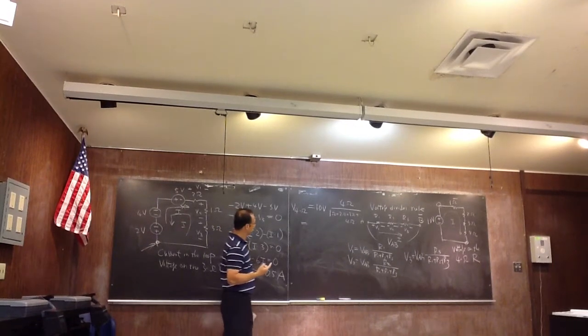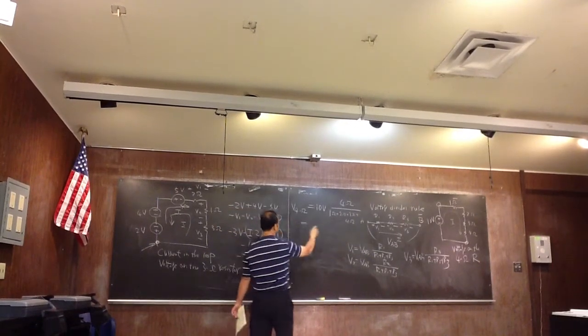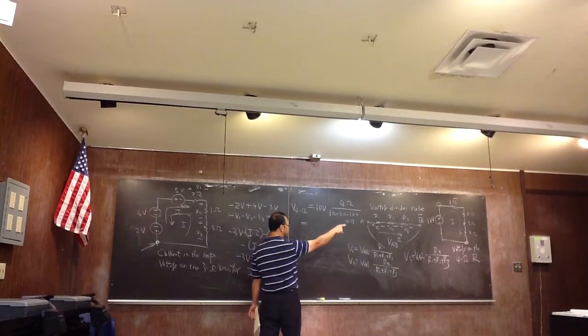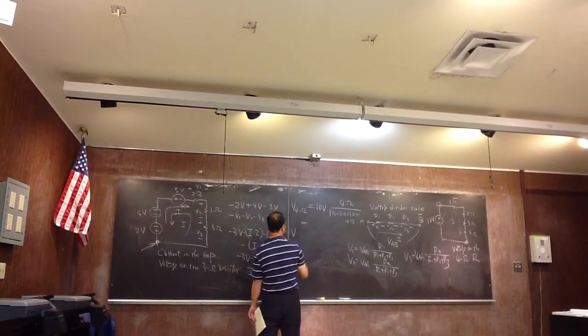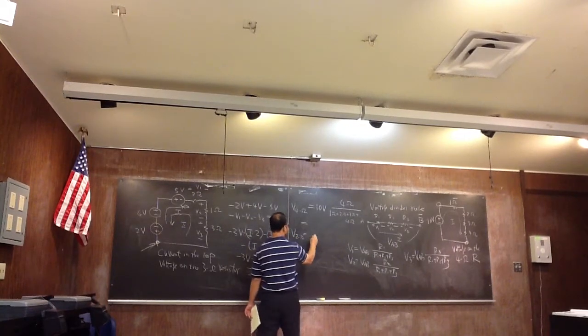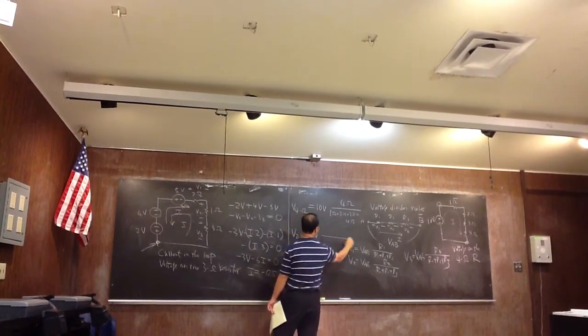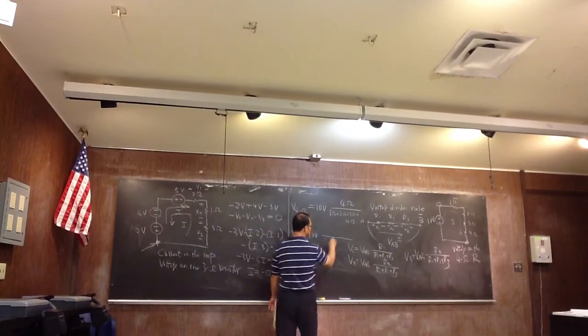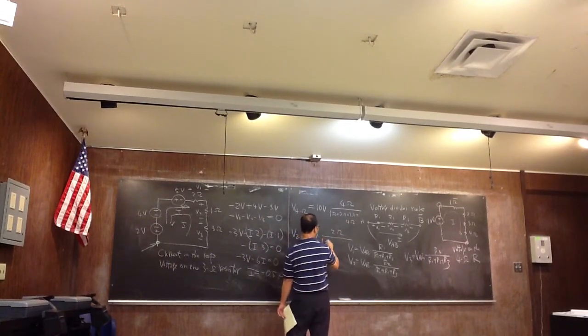Now, of course, you can apply this to the voltage drop on other resistors. So let's say you want to find the voltage on the 2 ohm. Then it's the same thing: 10 volts times 2 ohm on top, over 1 plus 2 plus 3 plus 4.